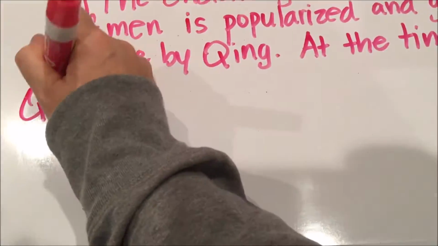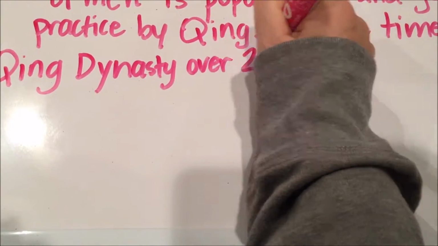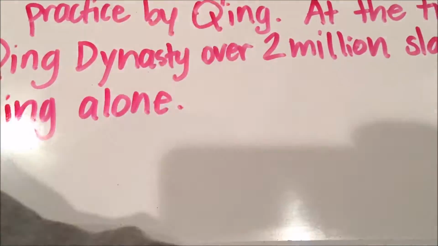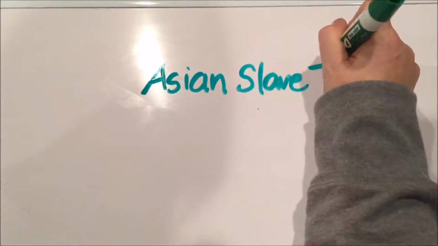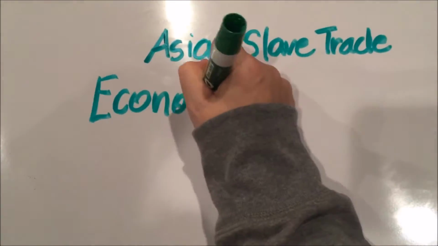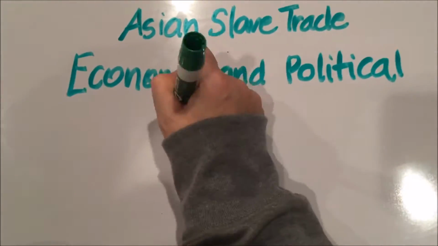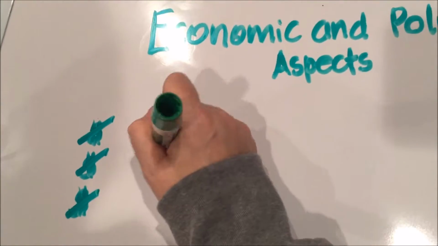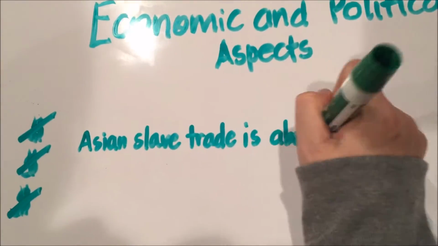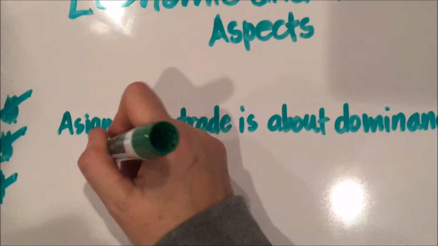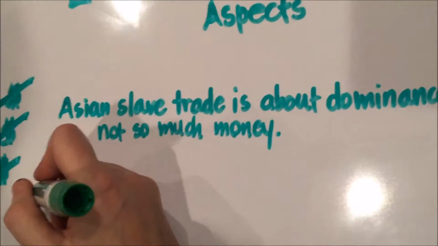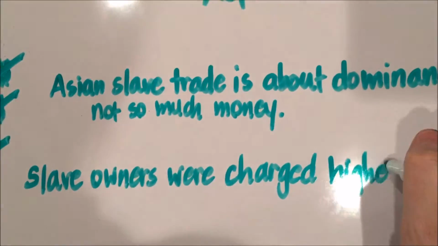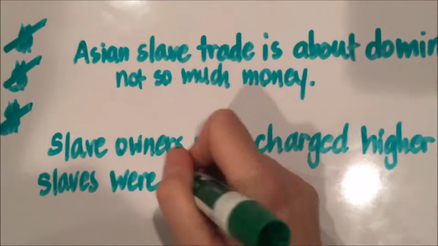By 1565, the practice of enslaving and castrating men got a little bit out of control. In the Qing dynasty, they decided that they should put a heavier tax on slave owners and limit the number of slaves people could have per household. An important thing to note is that, again, the slave trade in China at this time was more about dominance, not about need for actual slaves.